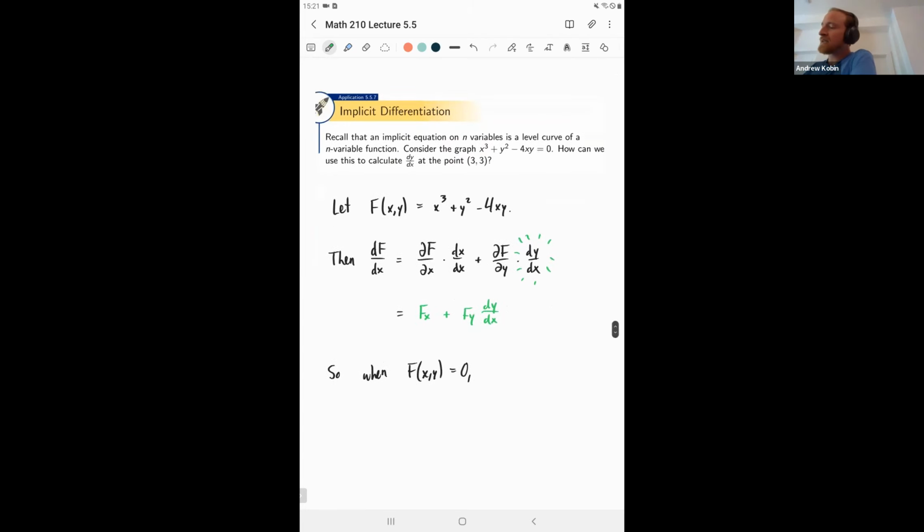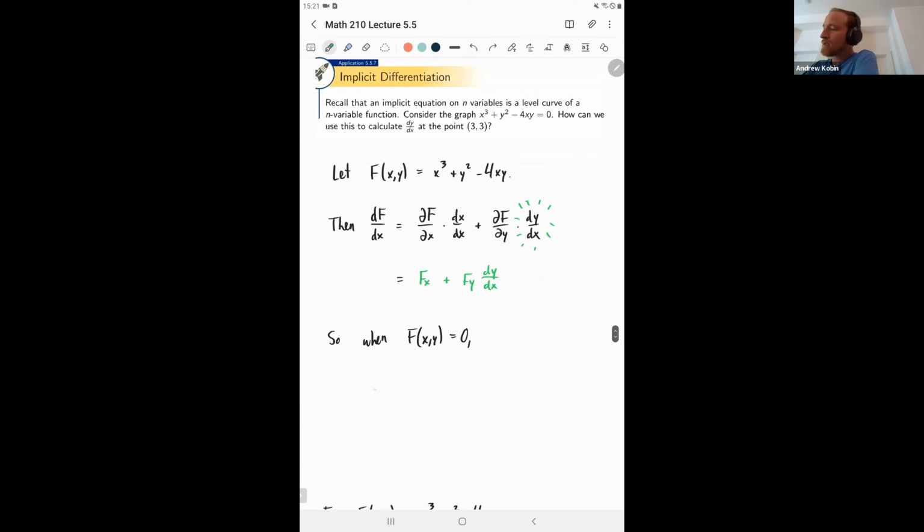And if we set the function f equal to 0 to get our level curve describing the graph in the statement of the problem, then 0 is equal to df/dx. And we just said that that was equal to f_x plus f_y dy/dx. And accordingly, we can solve for dy/dx, the thing that we're after, and write it as a function of the two partial derivatives of capital F. And this is really the innovation that we weren't able to use in single variable calculus when we didn't know about partial derivatives. So the expression will read negative f_x over f_y.